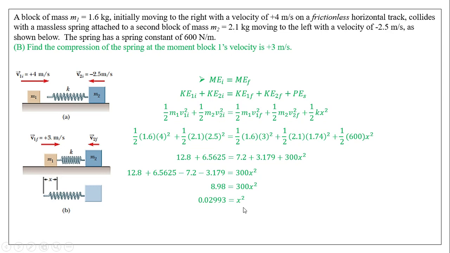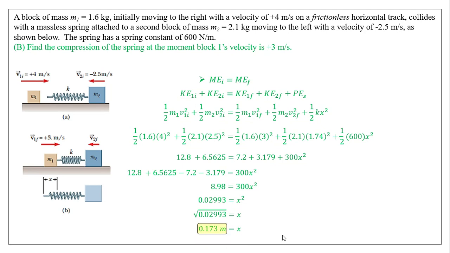Now notice this is x squared, so we haven't got x yet. So therefore, to get x by itself, we take the square root of both sides just to get rid of the exponent 2. So x is equal to the square root of this value, and then if you punch it in your calculator, you should get about 0.173, and that is our answer for part B.